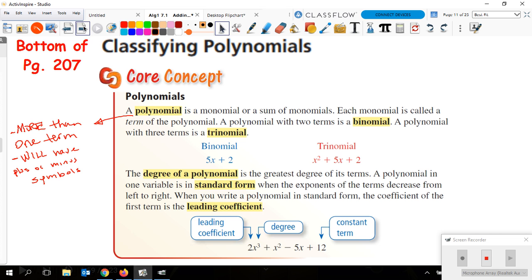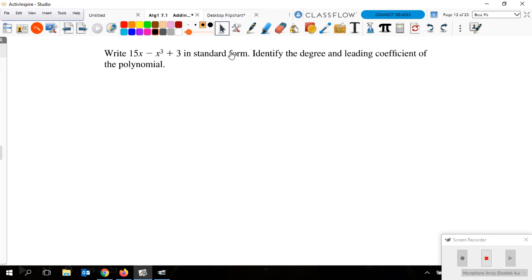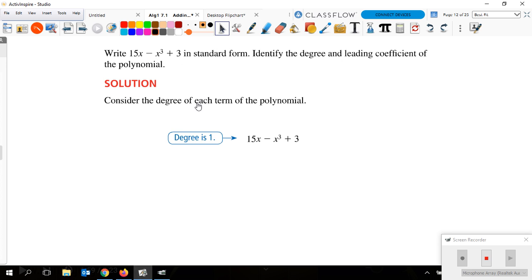All right, let's move on to looking at some more here. We're going to just go ahead and watch this to see how we're going to do this, and then I'll give you a chance to try this on your own. It says write this polynomial in standard form. It's not in standard form right now. That means we need to order it from highest degree to lowest. Then identify the degree and leading coefficient of the polynomial. So the highest degree would be the degree 3. That should go first. It would be negative x to the third first, and then the 15x, then the constant number would be last. And so we can see that here it is. Degree is 1 right now. Degree is 3 of this one. Degree is 0 of the last term.